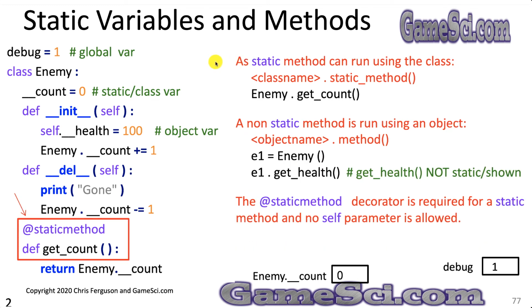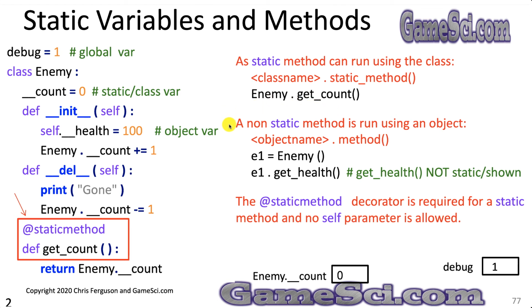A static method can be run using the class. In other words, you go to the class name, the dot operator, to run a static method. I have a class named enemy. I could use the class enemy to run the getCount static method.